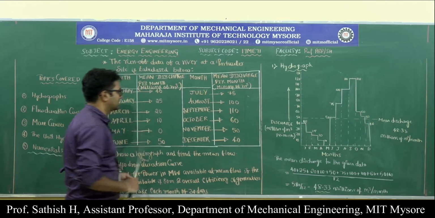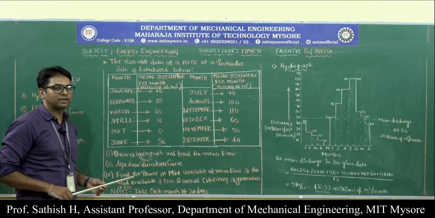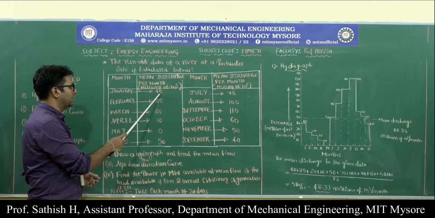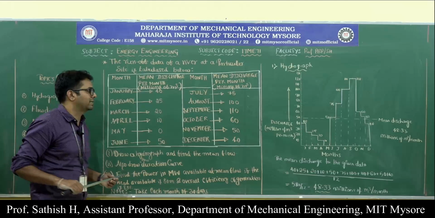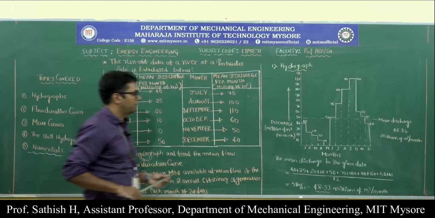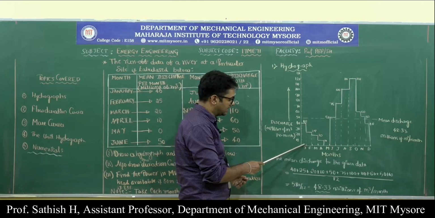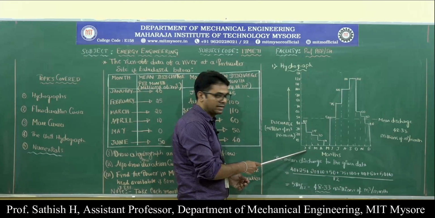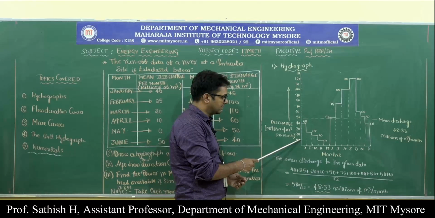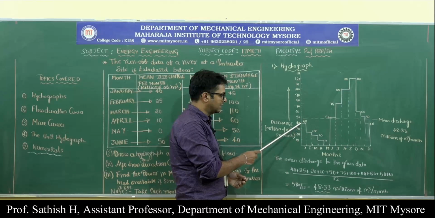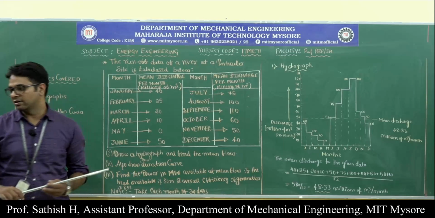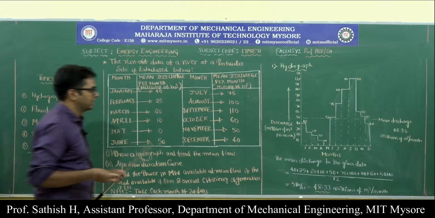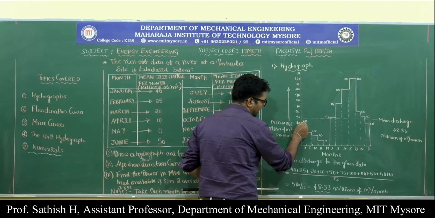Using this table here, in the month of January, how much discharge do we have? It is equal to 40 millions of meter cube. On the x-axis I am referring to January. This is 10 millions of meter cube, if you go up, 20, 30 and then 40. In January I have 40 millions of meter cube per month. So I will draw one line here.